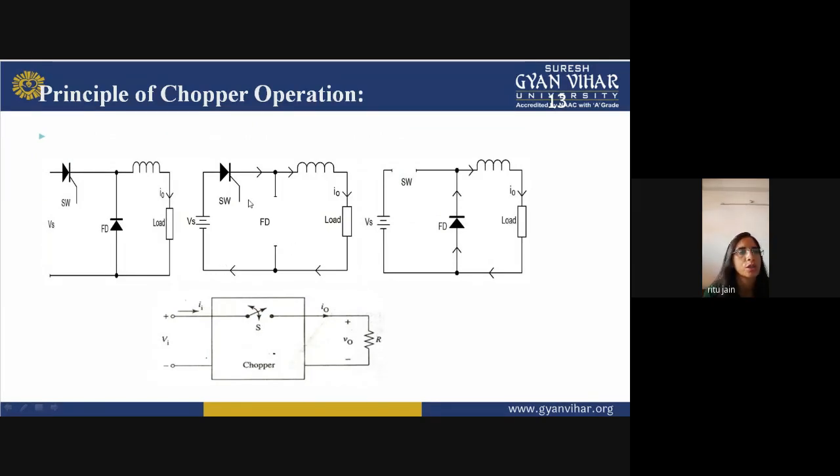When your switch is turned off, due to this inductor, the freewheeling diode comes into the picture, and it becomes forward biased, and it will supply the load current through this freewheeling diode. So you can represent a chopper by this switch, where this is your DC voltage and you are getting DC output voltage over here.